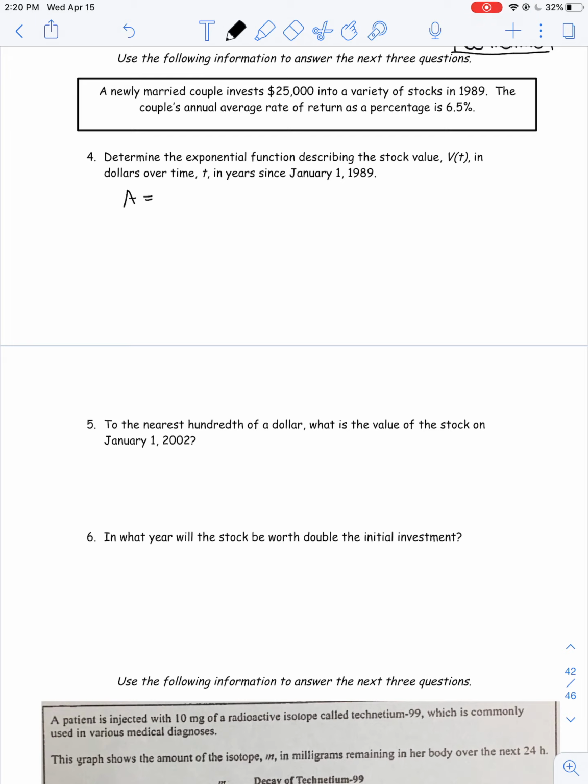So we're going to still use that same equation, A equals P(1 plus i) to the power of n. So we know that they're investing, our present value is $25,000. And the annual average rate of return is 6.5. So we're going to go 1 plus 0.065. So that's taking this number and dividing by 100. And our n, which we're going to replace with letter t, is the number of years since January 1st, 1989. So this is our equation that we're using. And it's going to be V of t as well. So instead of A, we're going to use V of t just to show that we're using the right letters.